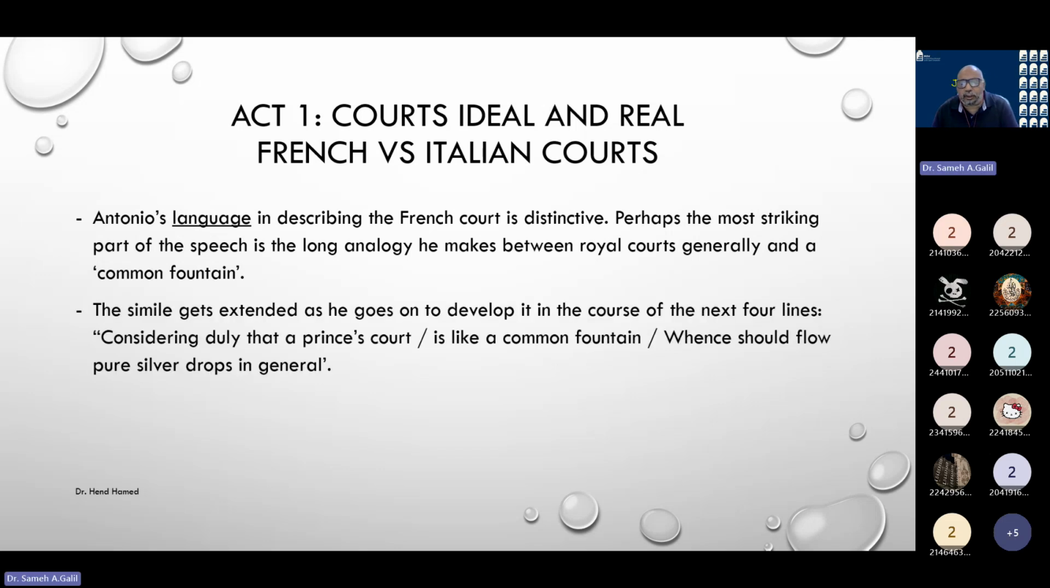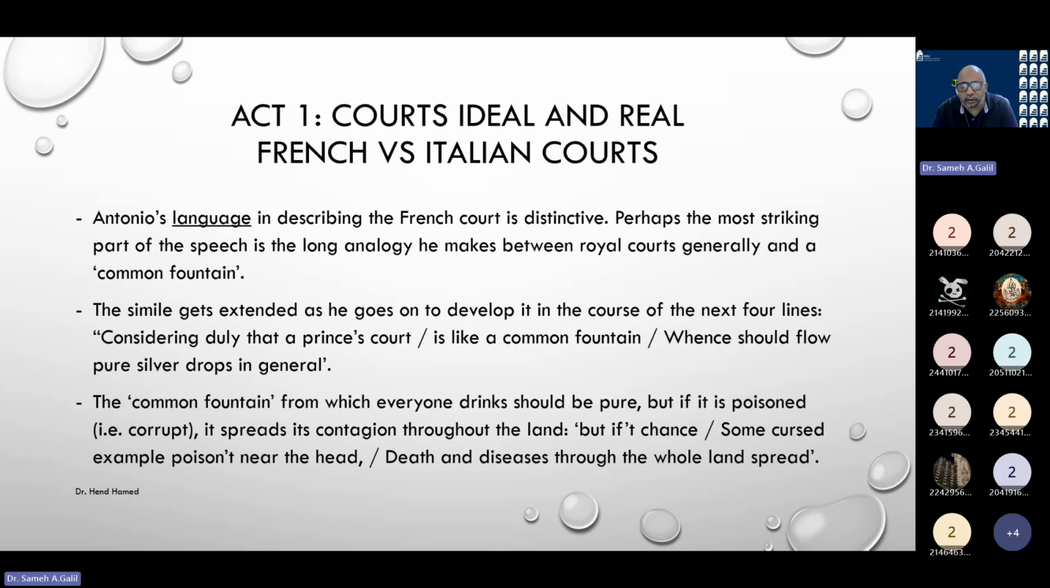So Antonio's language in describing the French court is distinctive. Again, like I said, he has those analogies that he is using. He's using this big extended simile, and it becomes a metaphor over time. He is comparing royal courts to common fountains, and you shouldn't be expecting anything short of pure silver drops in those common fountains or royal courts. Otherwise, it gets contaminated and poisoned.